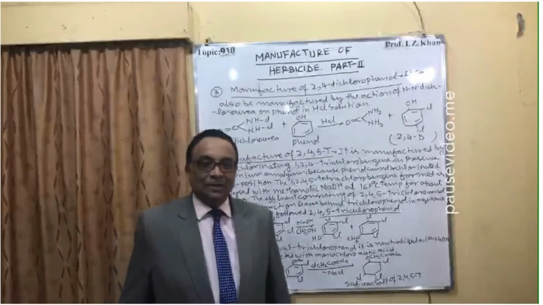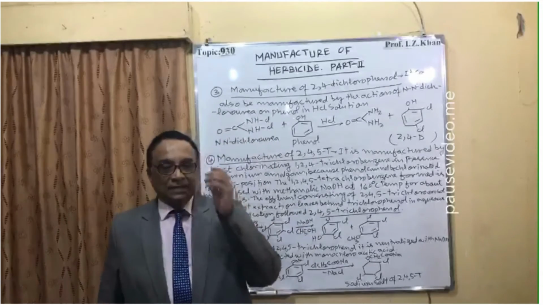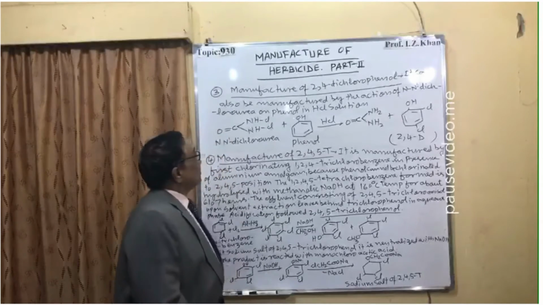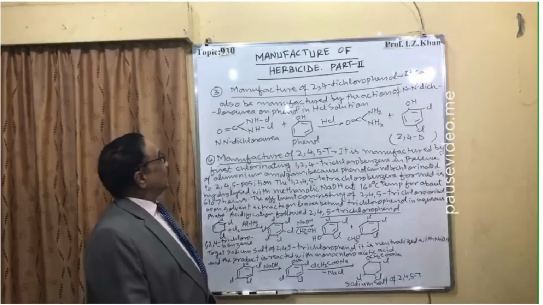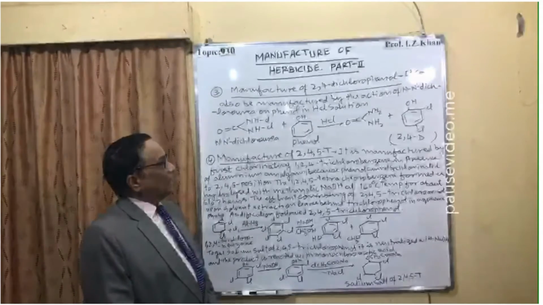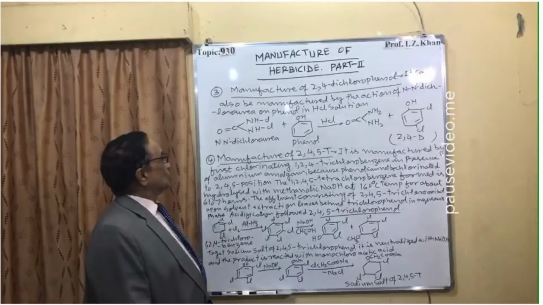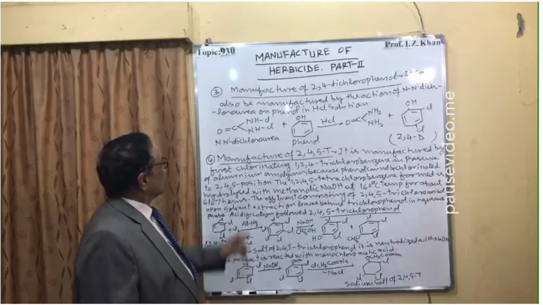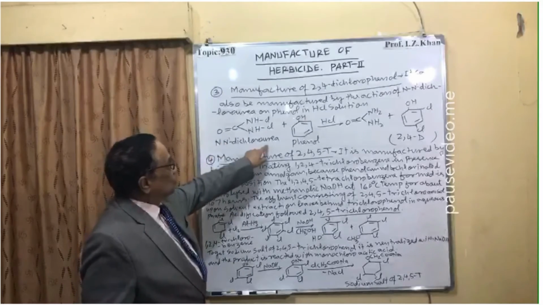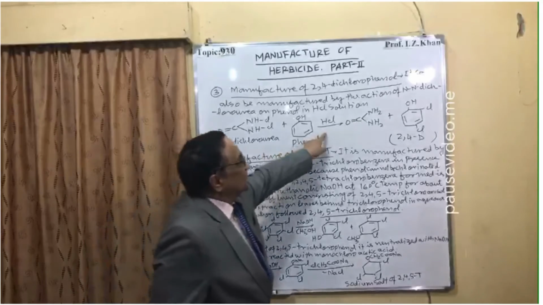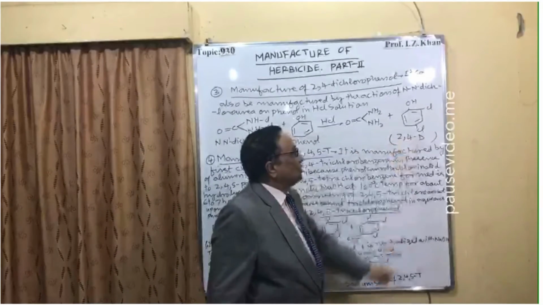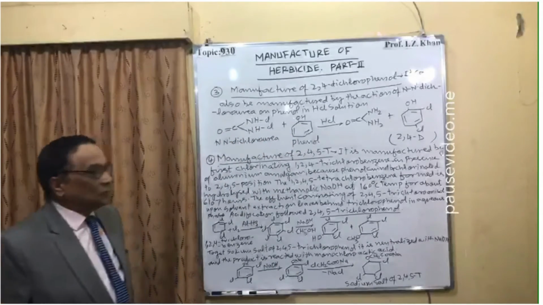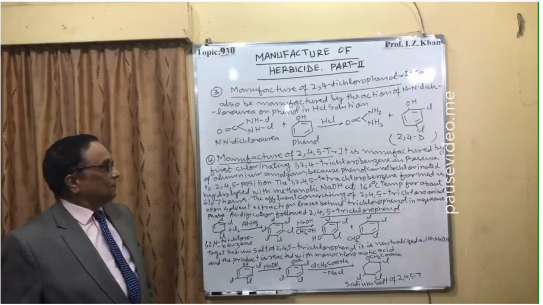So another, second method of manufacture of 2,4-D is given here. Number 3, manufacture of 2,4-dichlorophenol. It can also be manufactured by the action of N,N-dichlorourea on phenol in the presence of hydrochloric acid solution. So this is your N,N-dichlorourea, this is your phenol. In the presence of HCl, it is converted into 2,4-dichlorophenol.